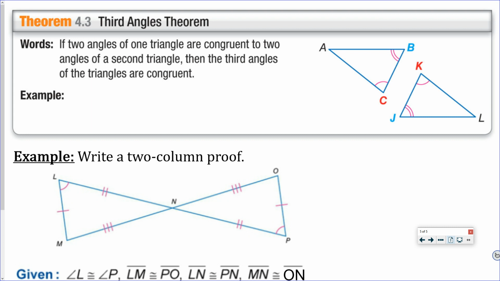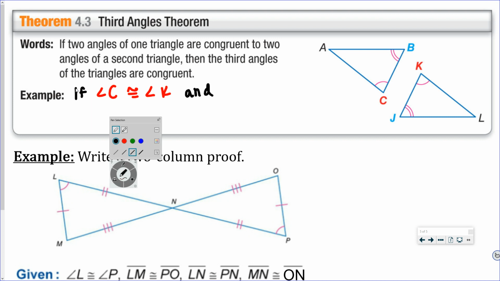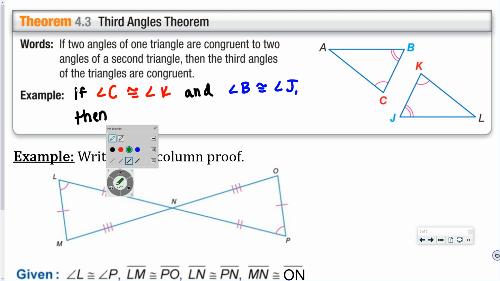Okay, yep. So in this example, here's the hypothesis of this theorem: if we knew 2 of the angles are congruent, like angle C is congruent to angle K, and angle B is congruent to angle J, then you can conclude the third angle is also going to be congruent. So in this case, angle A would be congruent to angle L.